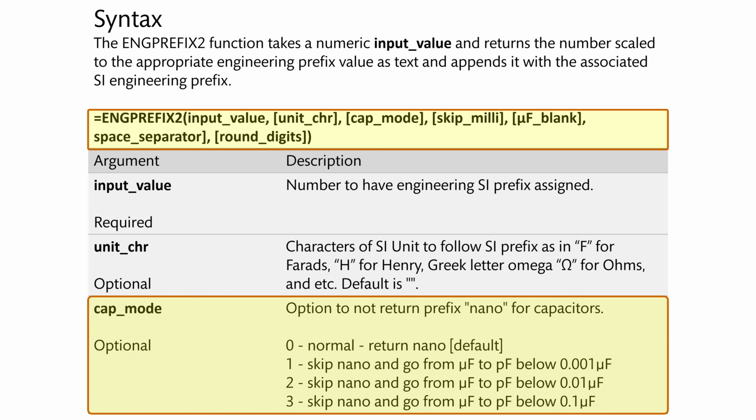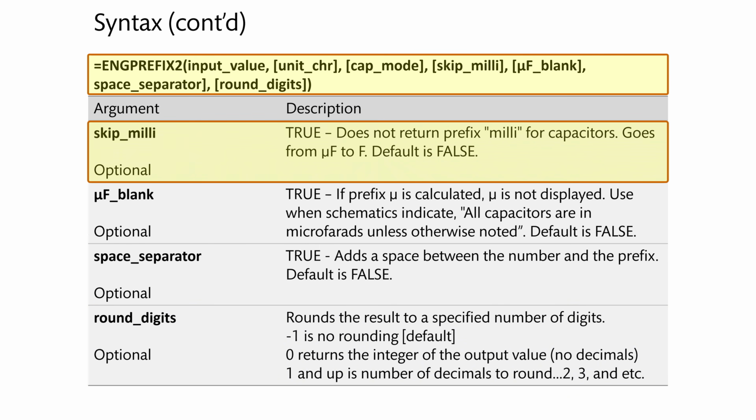The next argument is cap mode. When greater than 0, it does not return the SI prefix nano for a given input and provides an option for where the transition occurs between microfarads and picofarads. Next is skip milli. If true, it does not return the prefix milli. For instance, if the SI unit string is F, values in ascending order go from microfarad to farad. The default is false. You would not want to set this to true if it was being used for other units like voltage, as in a millivolt.